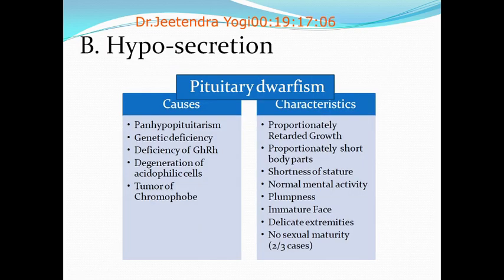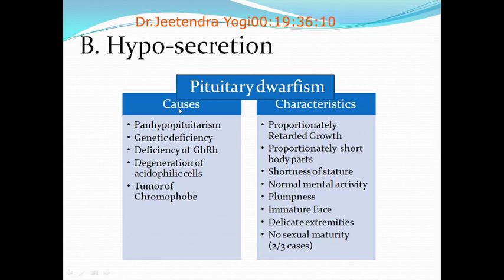Now come to the hyposecretion of growth hormone, that is another kind of abnormality due to the abnormal secretion of growth hormone. So hyposecretion of growth hormone in childhood or growing children, as we had discussed earlier, causes pituitary dwarfism.